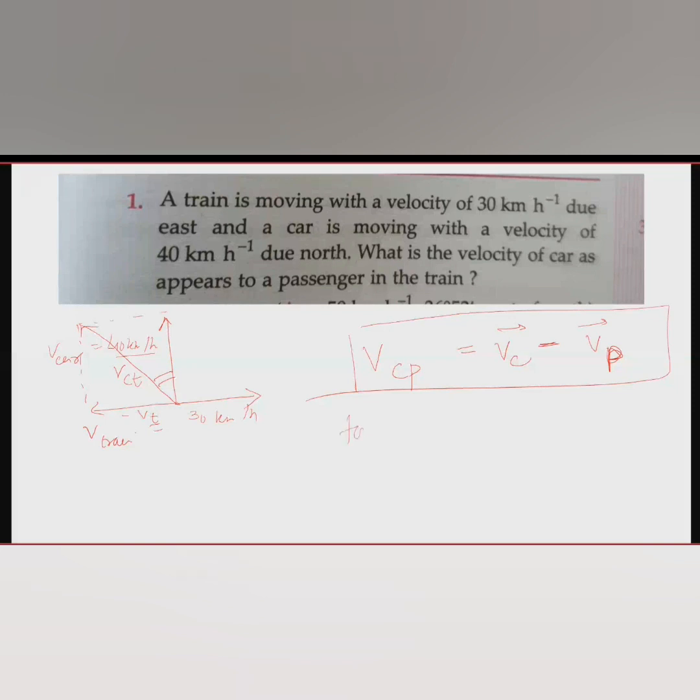Okay, so tan theta would be perpendicular upon base, which is the perpendicular here. Perpendicular is 30 or 40? There, perpendicular is 40. If this is your angle, this would be considered as the base, right? The perpendicular would be your 30 upon 40. So theta would be tan inverse 3 by 4.